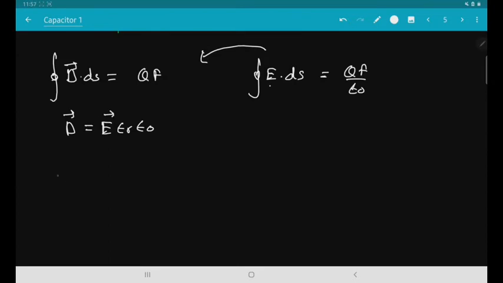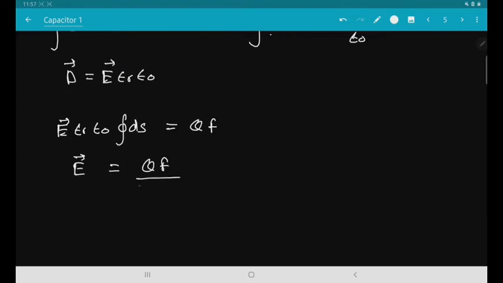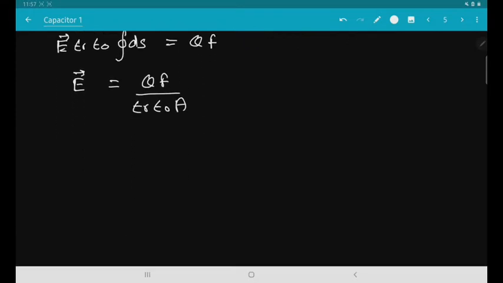So let us put this equation here, E epsilon naught into epsilon r, integration of dS. Now this electric field between the plates will be constant, so we can bring it outside the integration and we will get QF. So the electric field inside the medium will be equal to QF divided by epsilon r into epsilon naught into the area. So this will be the electric field, and it will be in the i cap direction.